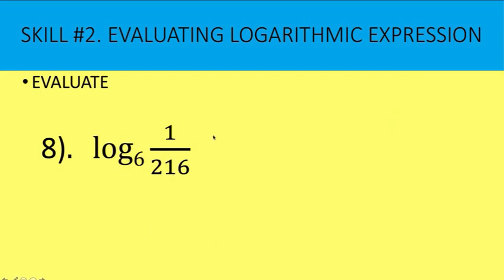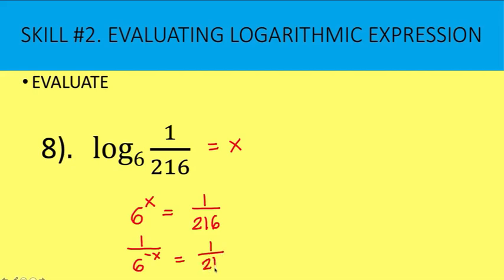Since we do not know the value of this, let that value be equal to x again. And then we can form this exponential equation: 6 raised to x is equal to 1 over 216. Now, since you have a fraction here, we can write this also as 1 over 6, this time raised to a negative exponent, equals 1 over 216. So that we have the same form, 1 over a certain expression, 1 over a certain expression.